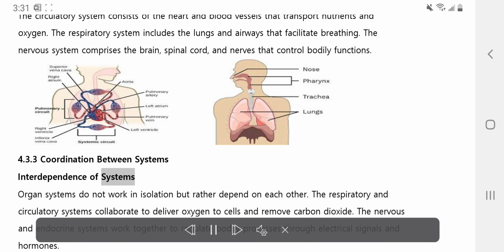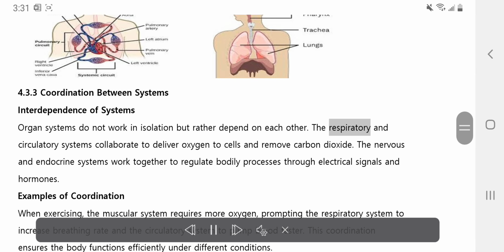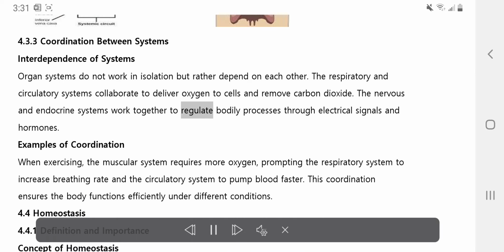Interdependence of systems. Organ systems do not work in isolation, but rather depend on each other. The respiratory and circulatory systems collaborate to deliver oxygen to cells and remove carbon dioxide. The nervous and endocrine systems work together to regulate bodily processes through electrical signals and hormones.